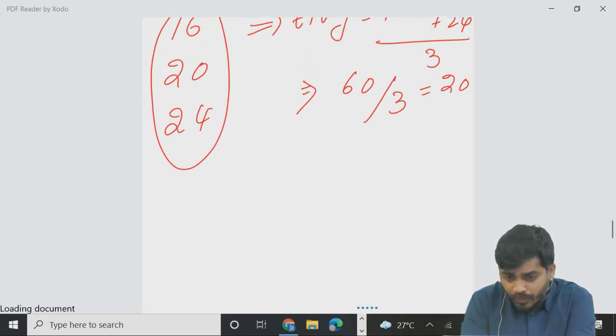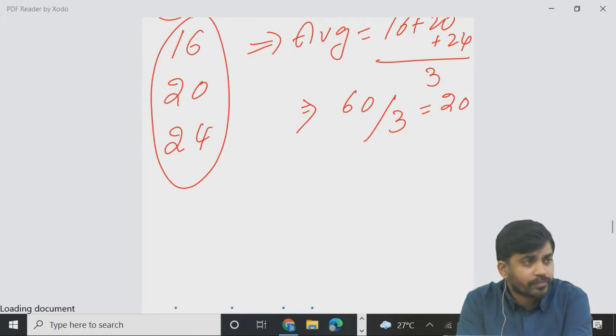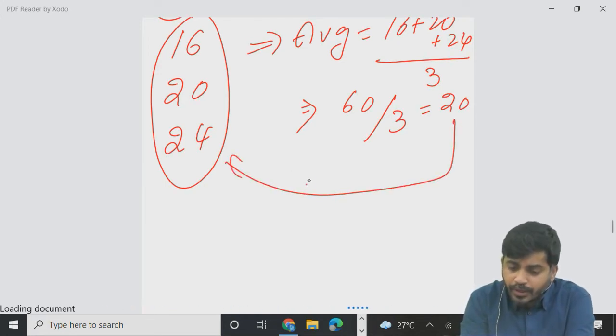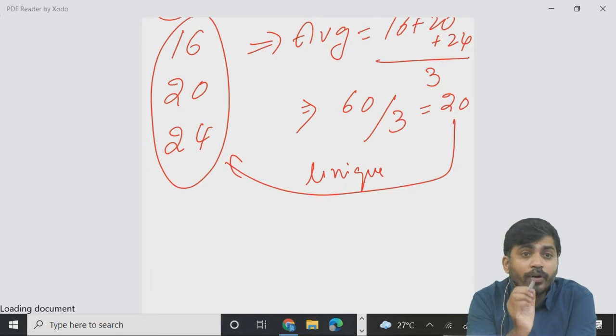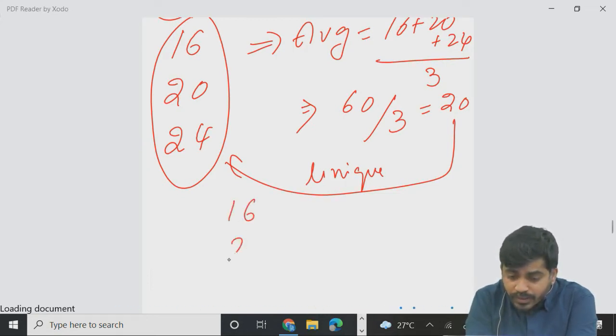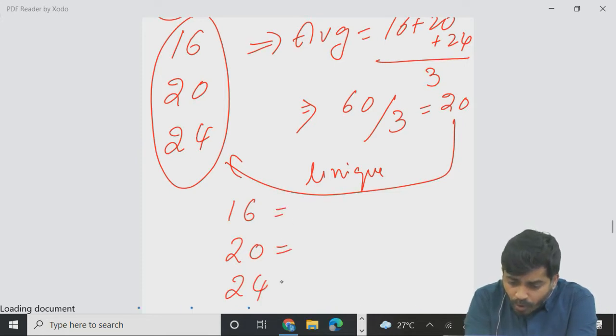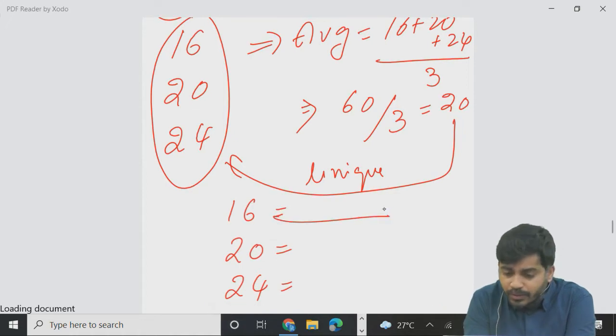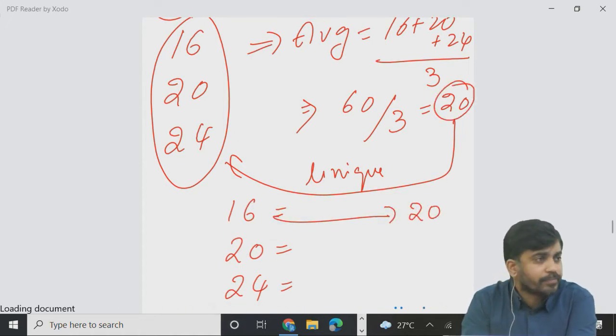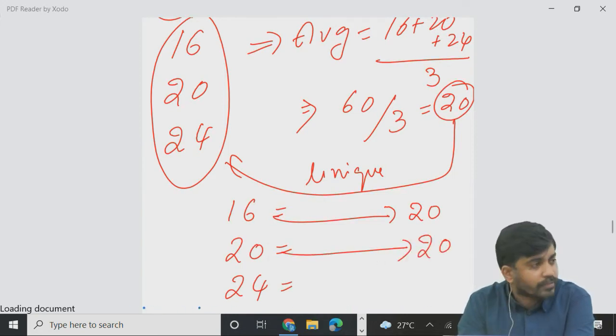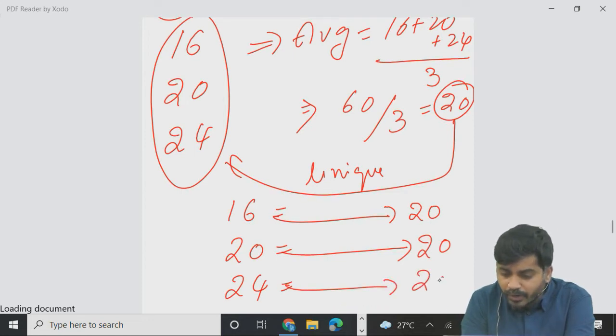Now look at this example. 16, 20, 24. This group's average is 20. 20 is a unique value for this group. If you replace each and every number, there are three numbers actually, by this unique value 20, 16 is replaced by 20, 20 also replaced by 20, 24 also replaced by 20.